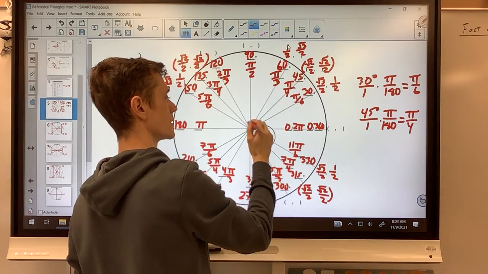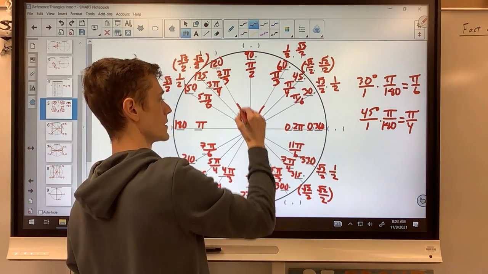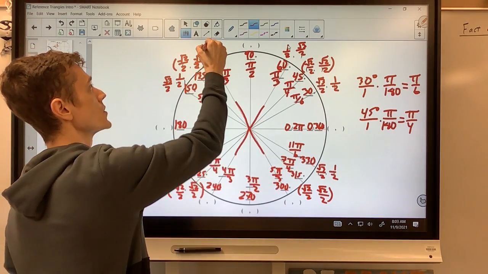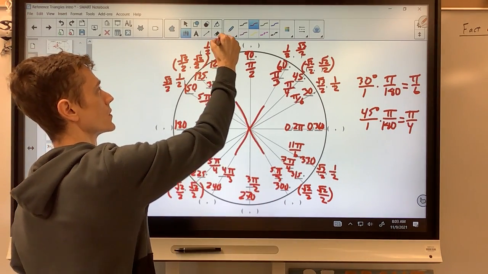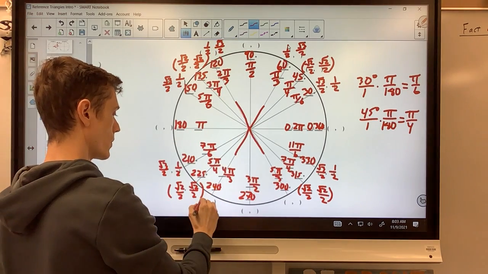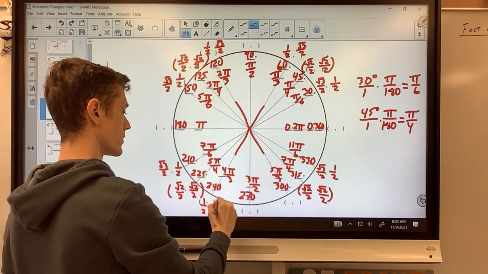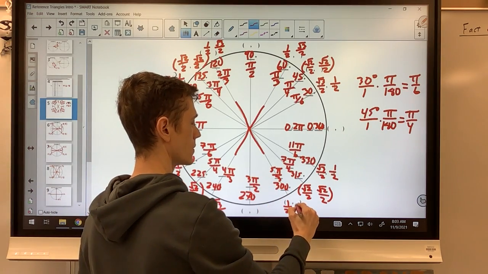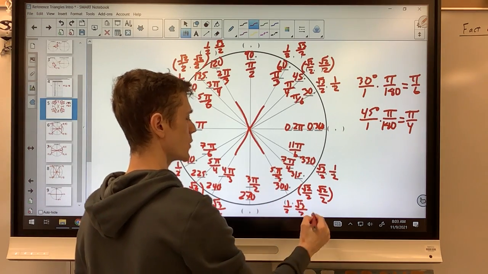And so these are hitting the lines here, here, here, and here, the ones closest to the y-axis up and down. So 1/2, root 3 over 2. 1/2, root 3 over 2, and 1/2, root 3 over 2. We have almost filled in everything.